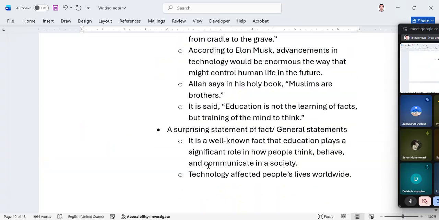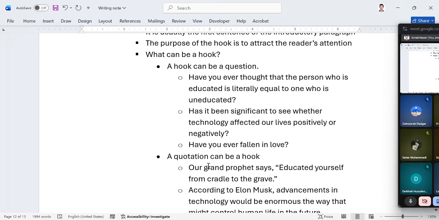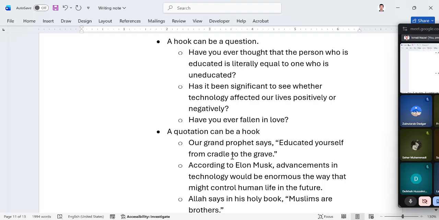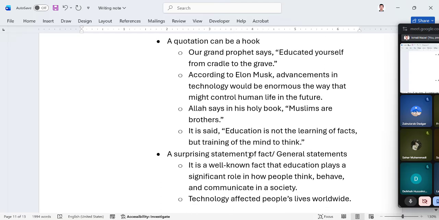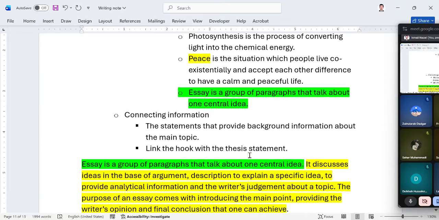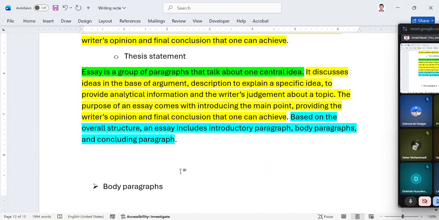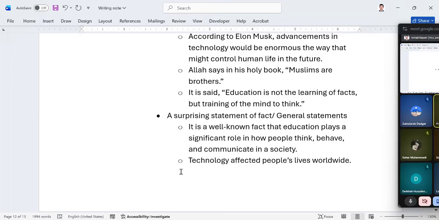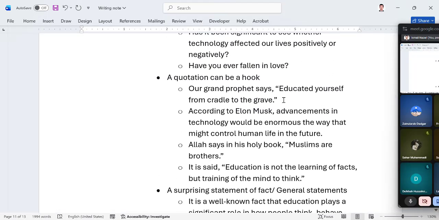Let's choose one of these topics, one of these hooks. Which one do you want to go ahead and write an essay about? Tell me a topic. We'll write one. Okay, teacher. For example, let's write a paragraph about the statement of our Prophet Muhammad, peace be upon him, that educate yourself from cradle to grave. Okay, where is it? Yeah, here.